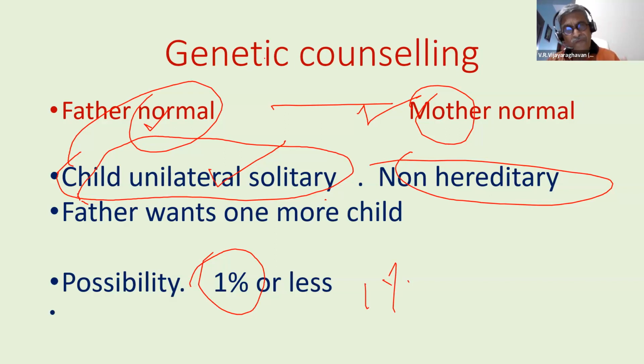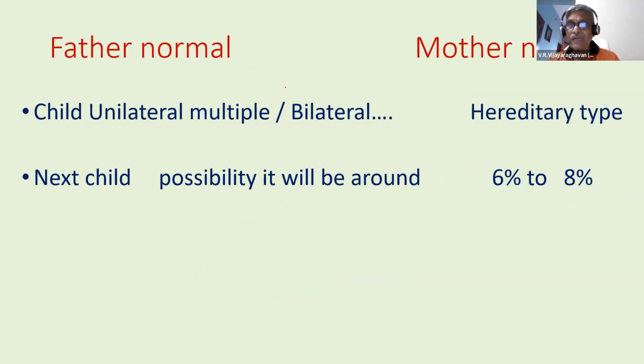Imagine now the same thing: father normal, mother normal, child with multiple unilateral or bilateral hereditary patterns. The hereditary pattern retinoblastoma is there. Now the father is asking, can I have one more child? Your answer is, the chance for the next child is approximately 6 to 8%. Never forget. Just remember all these numbers. That's enough. Don't get confused.